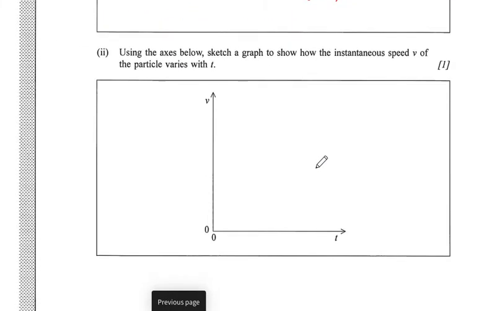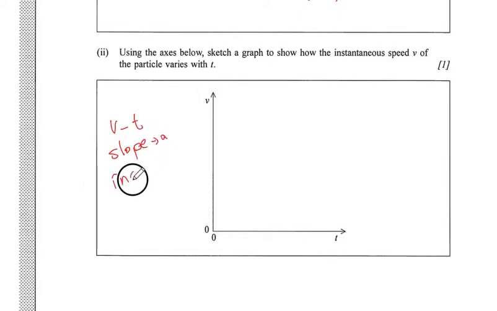And then in this axis, we are going to sketch how the speed varies with time. Now, on a VT graph, the slope means acceleration, and we have increasing acceleration. So this graph needs to have increasing slope. So basically, a curve like this, and that is the 1 mark.